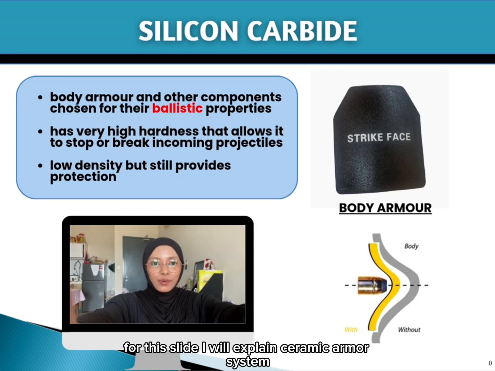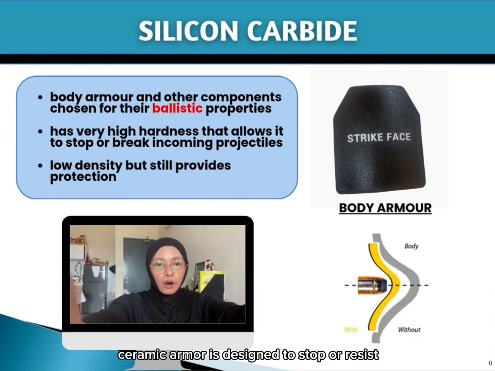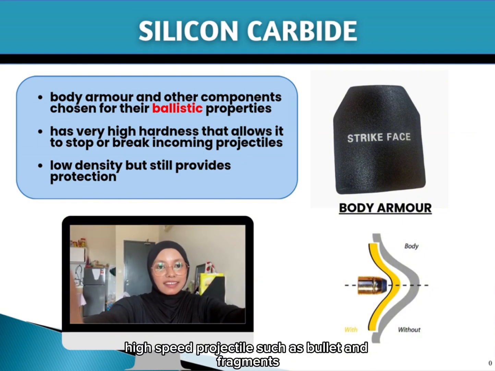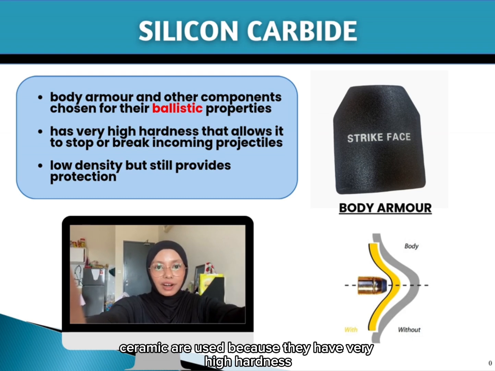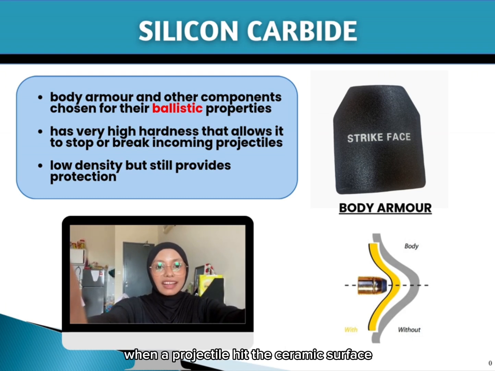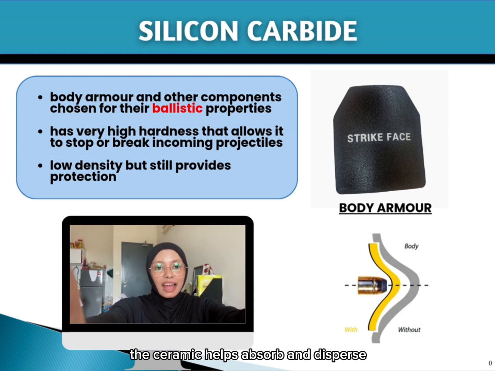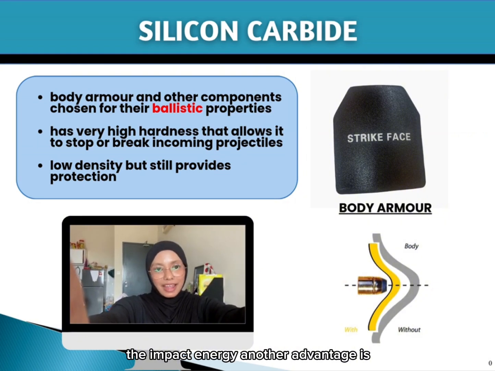For this slide, I will explain the ceramic armor system. Ceramic armor is designed to stop or resist high-speed projectiles such as bullets and fragments. Ceramics are used because they have very high hardness. When a projectile hits the ceramic surface, the ceramic helps absorb and disperse the impact energy.